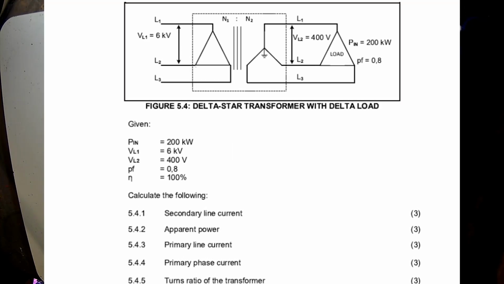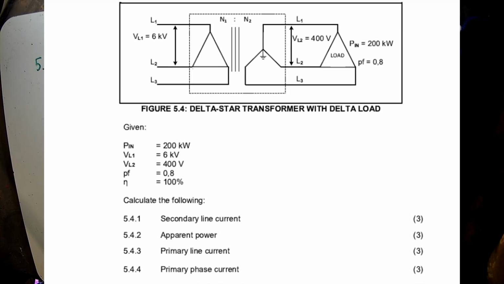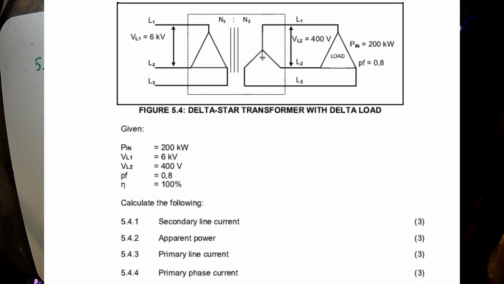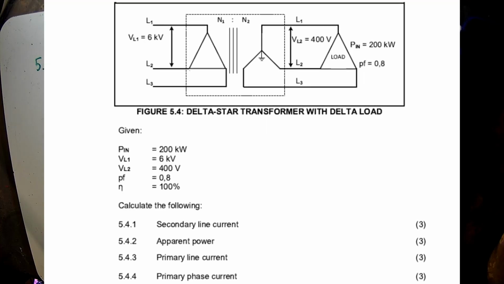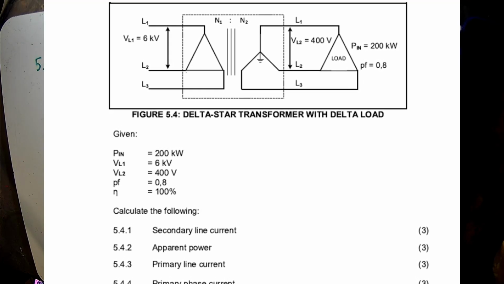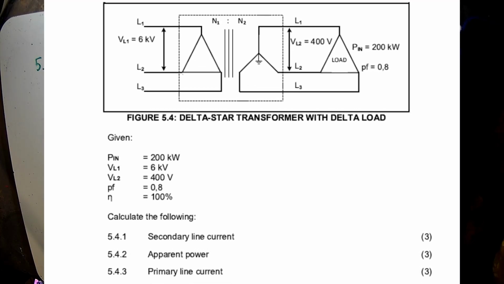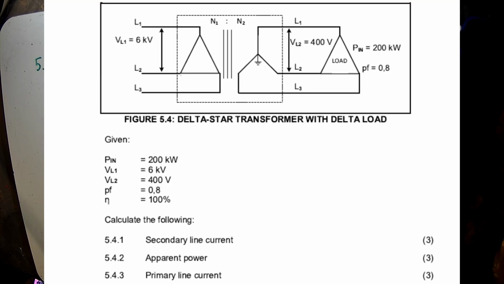Right, so looking at the question at hand. The question says the secondary line currents. So definitely what was given was power in, right? Power in is 200 kilowatts. We will not use kilowatts, but rather use watts. Remember, if there's no losses, power in is equal to power out.